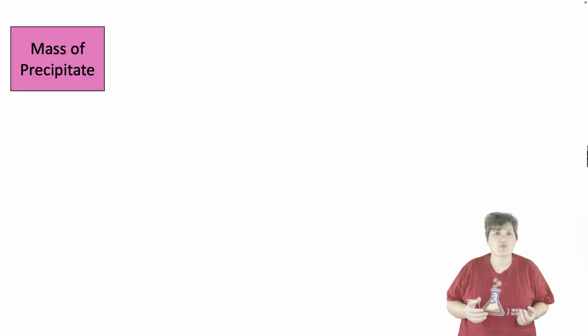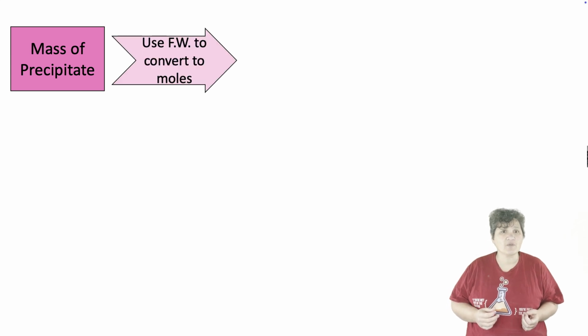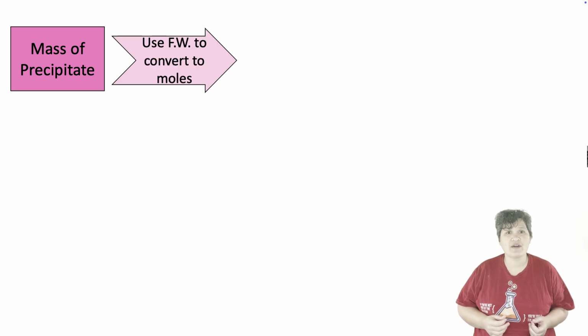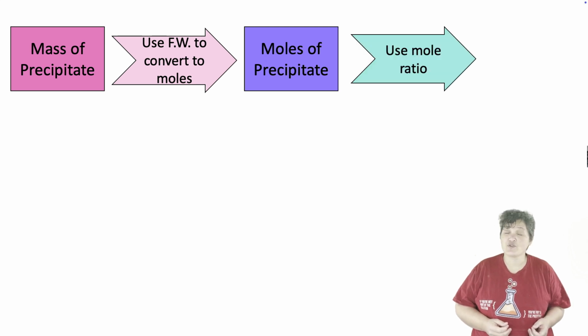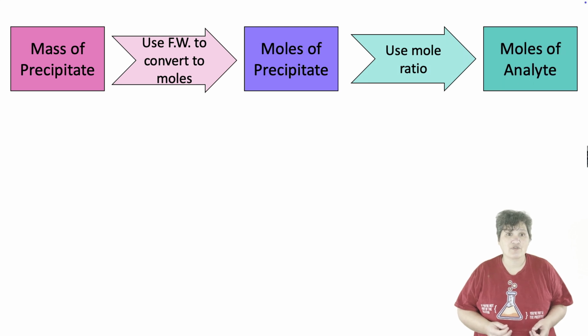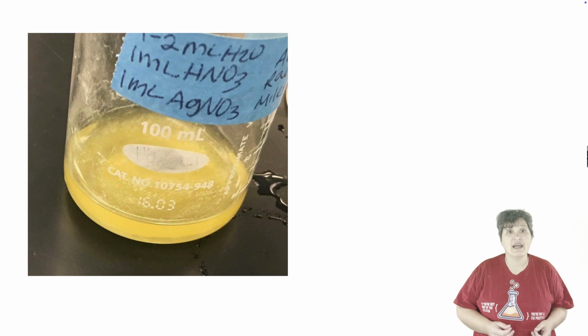You're always going to start with the mass of precipitate that you measured. Use the formula weight of your precipitate to convert that value into moles of your precipitate. Next, you'll use the mole ratio from your balanced equation to convert from moles of precipitate to moles of analyte. Let's look at an example in which you're trying to analyze how much chloride is in an unknown. In other words, chloride is your analyte.